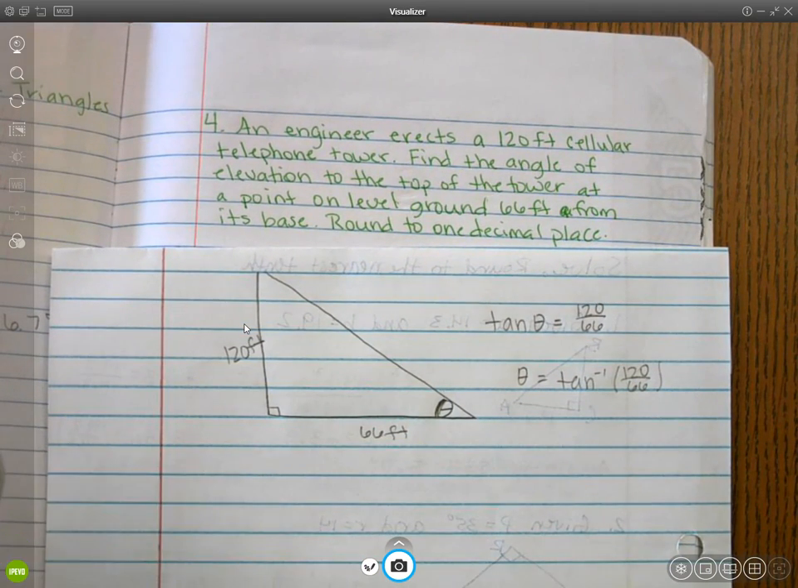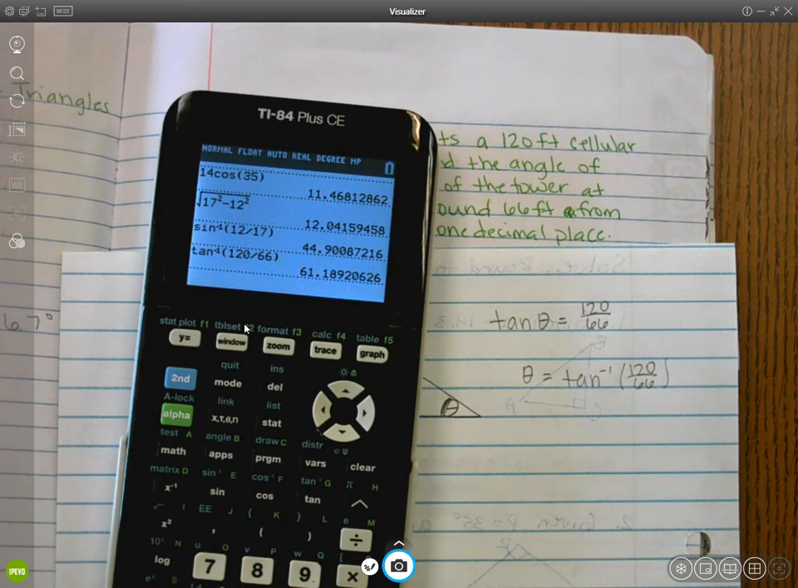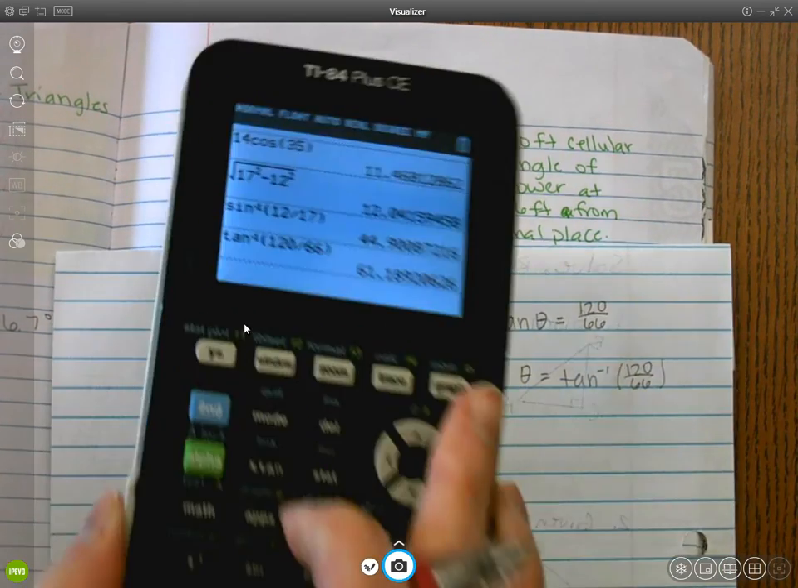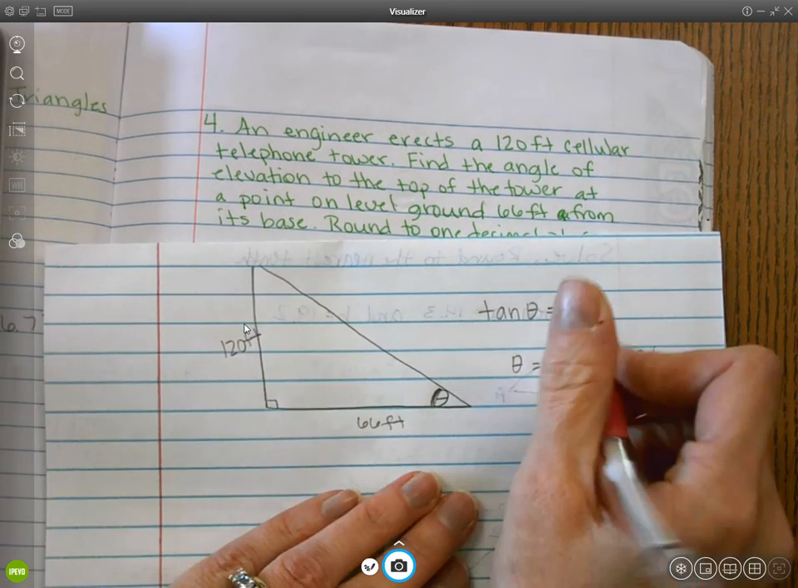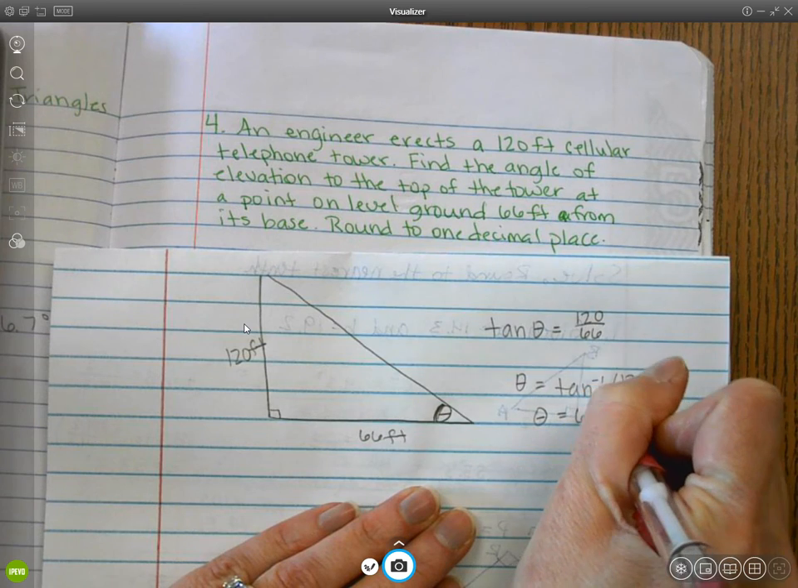So with your calculator, you'll do second tangent 120 divided by 66. So it'll look like that. And you get 61.2. We're going to assume that we're still going to go to the 10th place since our directions didn't say.